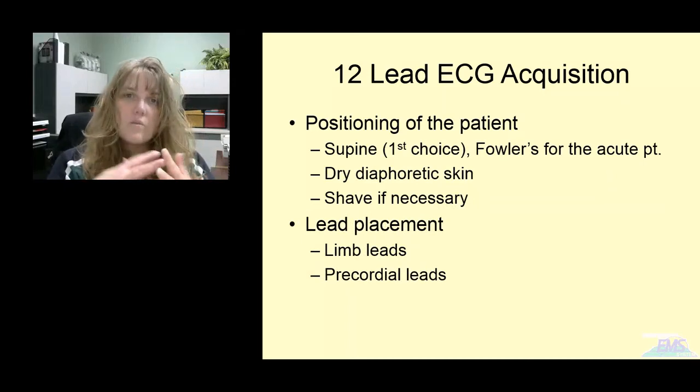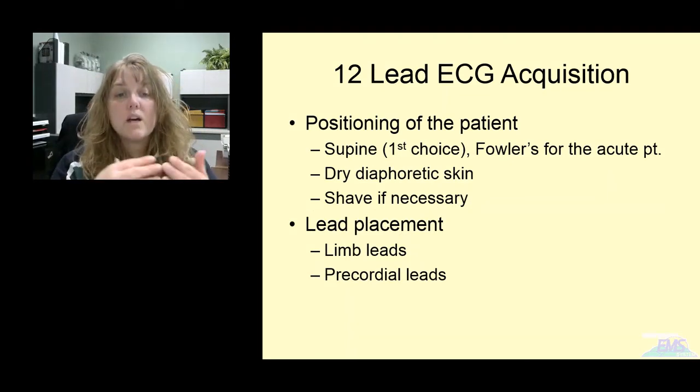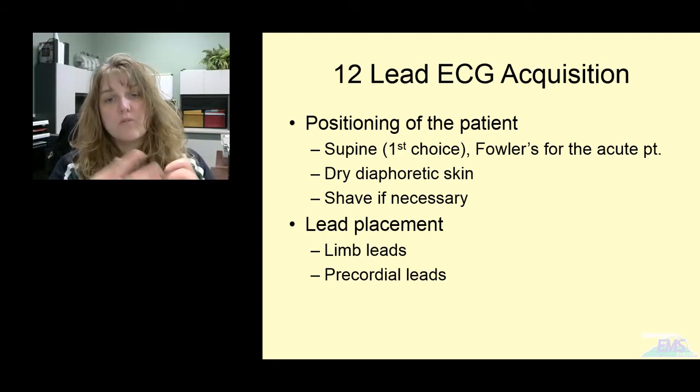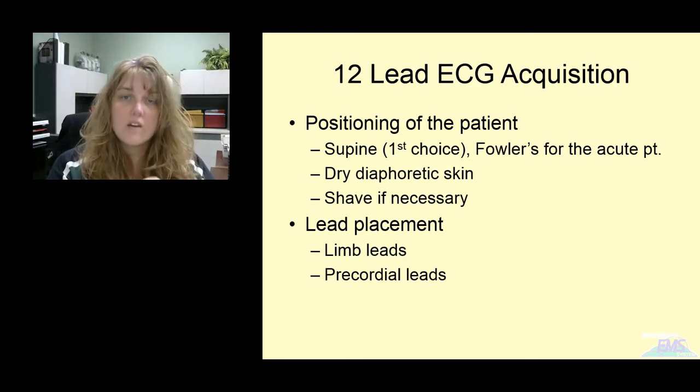And when it comes to 12-lead EKG acquisition, we want to make sure that the patient is positioned properly to start out with. So we want them to be in a supine position. That is our best choice. But if the patient is really sick, we can go into the Fowler's position. We want to make sure that the skin is dry, and if it's not dry, we want to make it so. And also we want to make sure that the electrodes have a good solid connection to the chest wall, so we want to shave that patient if necessary.